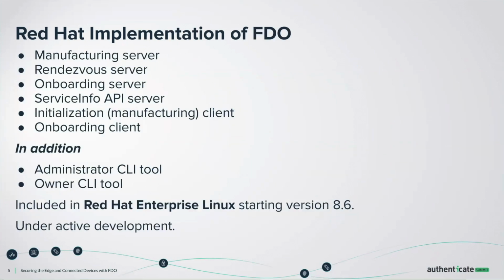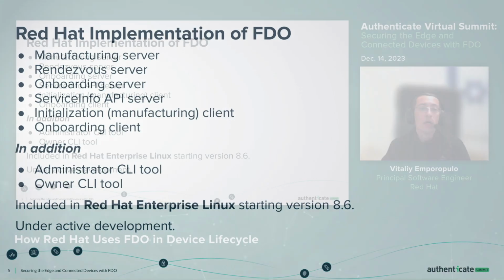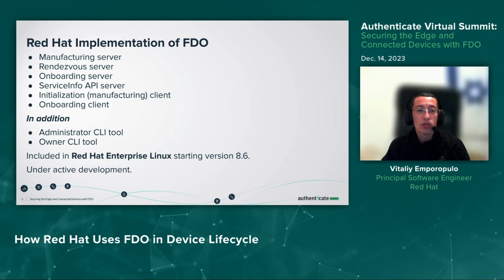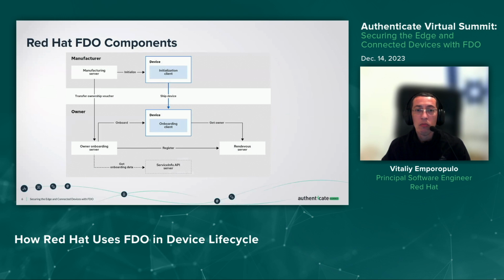So as I mentioned, these are the components we implemented at Red Hat: all the four types of servers, the initialization and onboarding client. We also have CLI tools, an administrator tool, and an owner CLI tool. As I already said, this implementation is included in Red Hat Enterprise Linux. It is written in Rust, so very efficient. Of course, it is open source, and it is under active development. Here is a more formal diagram of the FDO implementation, with a focus on the components and the relationship between them.